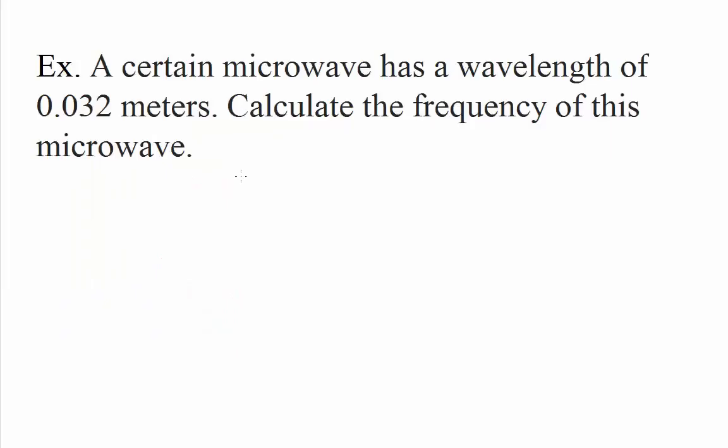The formula for relating frequency and wavelength is c, which is the speed of light, equals the wavelength, this is called lambda, times nu, which is the frequency. So c, the speed of light, is 3.00 times 10 to the 8th. Since it's speed, the units for speed are meters per second.